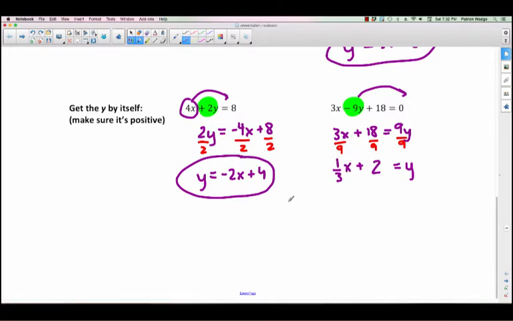So there's your answer. Or again, if you don't like having this y all by itself on the right, I kind of like that. I prefer to have the y like this by itself. Just flip sides. y equals 1/3 x plus 2. That's fine. But the previous answer is also equally as good.